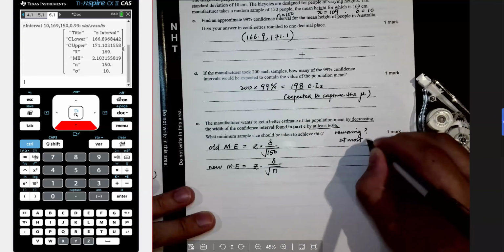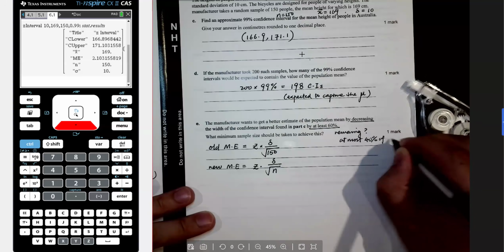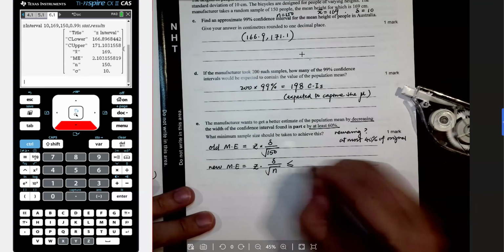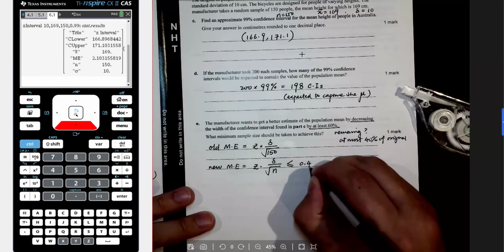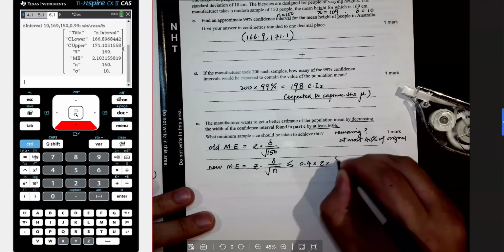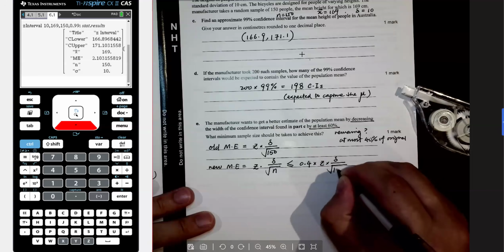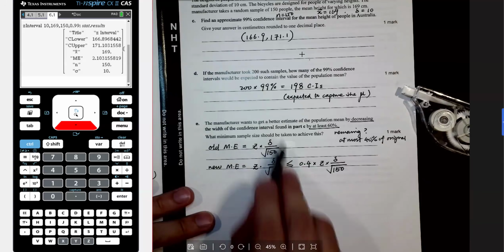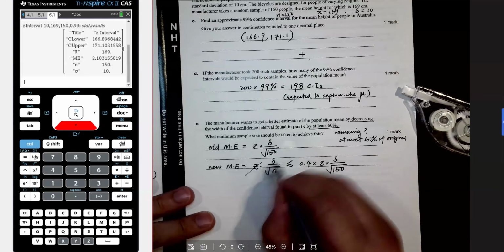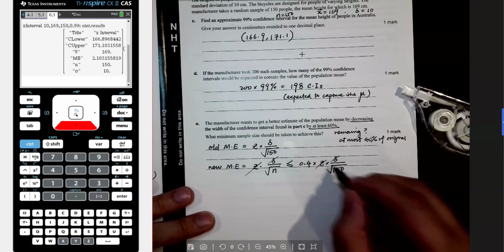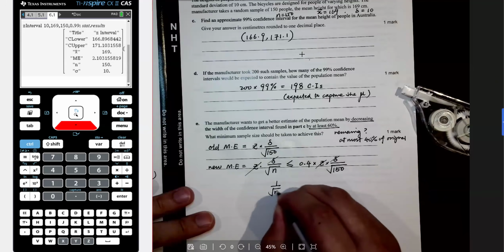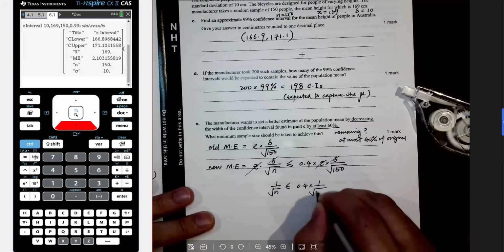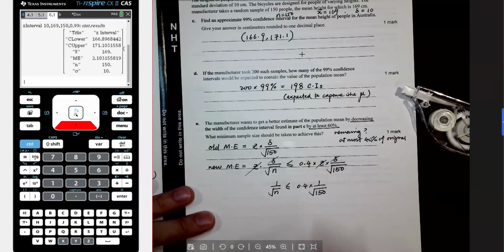Remaining at most 40% of original. So this thing should be less than or equal to 0.4 times z times sigma divided by square root of 150. Okay, 0.4 lots of the old bit. And you can cancel out the z, the sigma, and just get 1 over square root of n less than or equal to 0.4 times 1 over square root of 150. Just solve that.